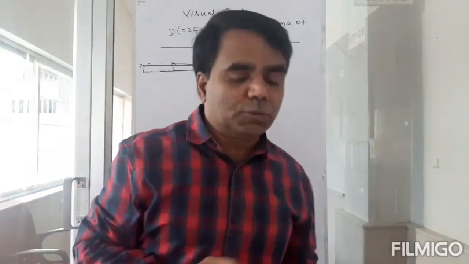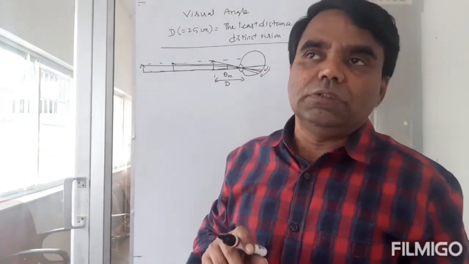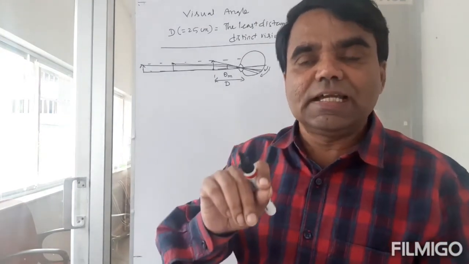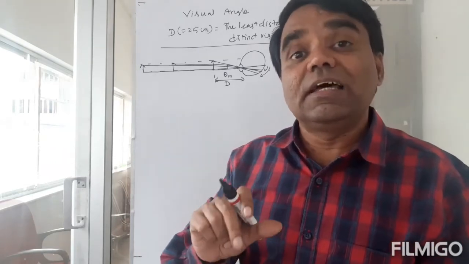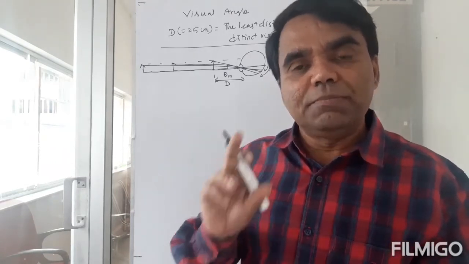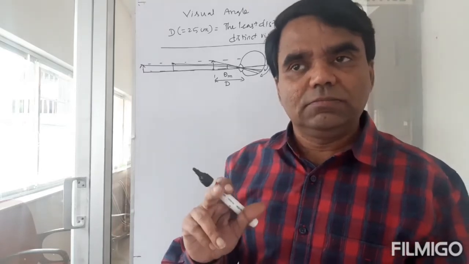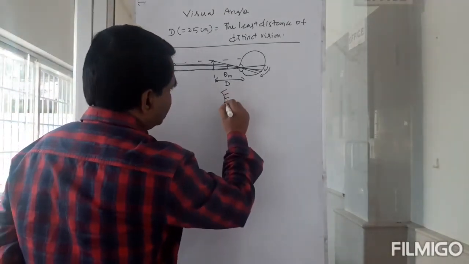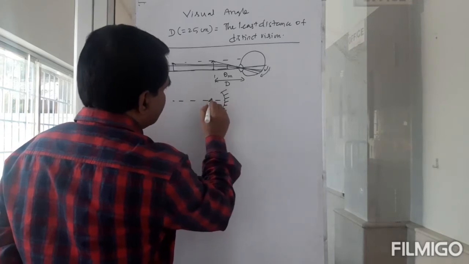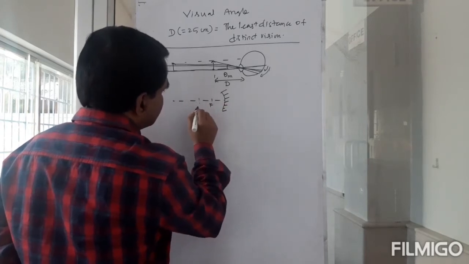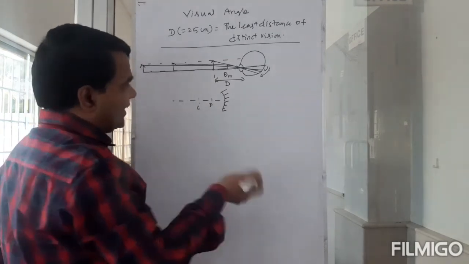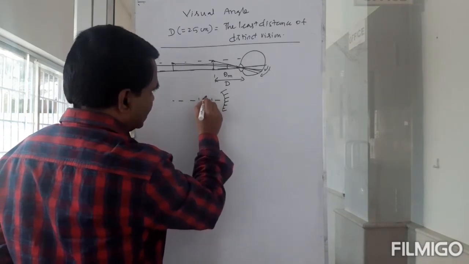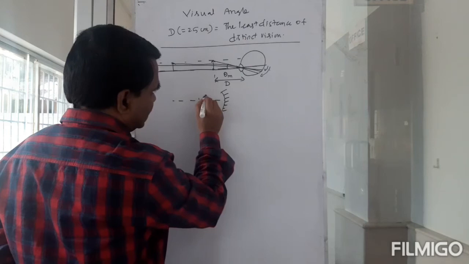But what do I know? I know that an image can be made bigger than the object using a mirror or a lens. How? We've seen that. I'll do it again. Let me take a mirror. This is a mirror. This is the F of that mirror, and this is the C of that mirror. If I keep the object between C and F, any place between C and F, this is the object size.